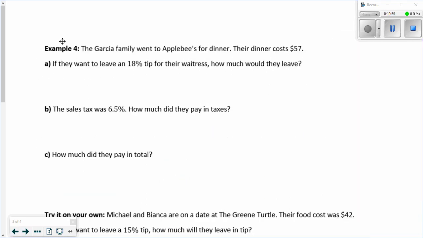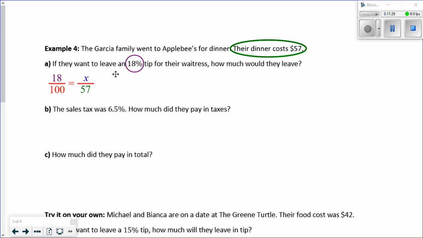Awesome. Alright, example 4. The Garcia family went to Applebee's for dinner. Their dinner cost $57. Good to know. If they want to leave an 18% tip for their waitress, how much would they leave? So we're going to find the tip amount. And I'm going to use a percent proportion. So I set up my proportion. I have an 18% tip. I know the total is $57, but I don't know what the tip will be.